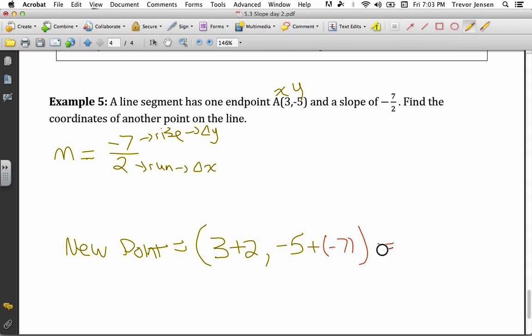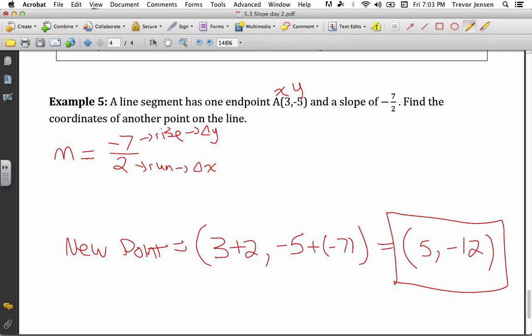Let's evaluate this. 3 plus 2 is 5. -5 plus -7, adding a negative is subtracting, so -5 minus 7 gives me -12. So (5, -12) is a possible other point on the line that has a slope of -7/2 and goes through the point (3, -5). And like I said, there's an infinite number of solutions to these types of questions.